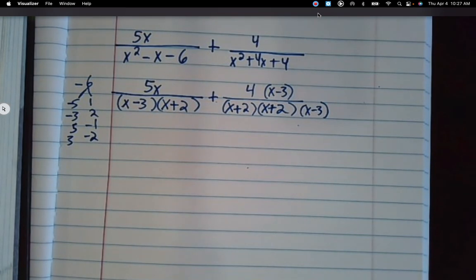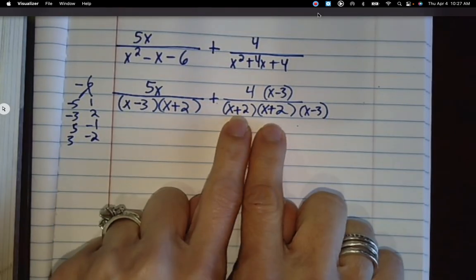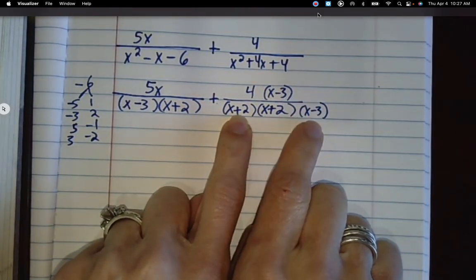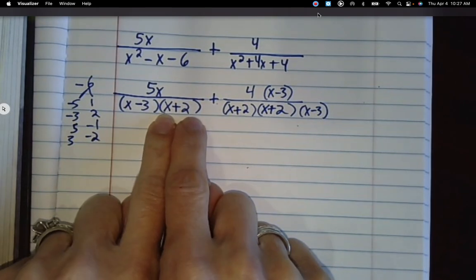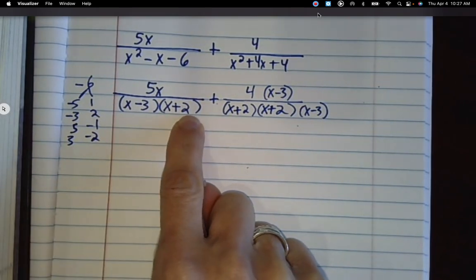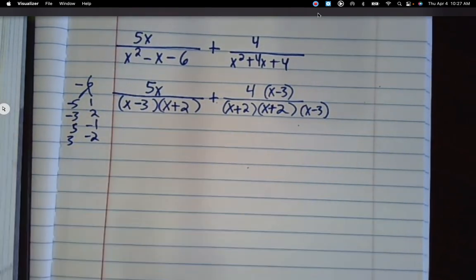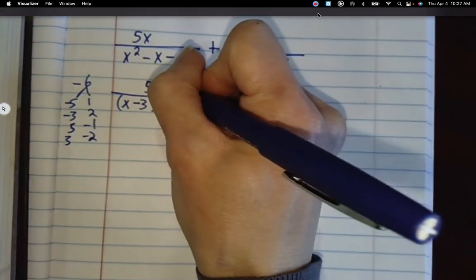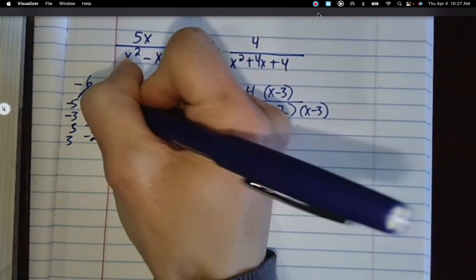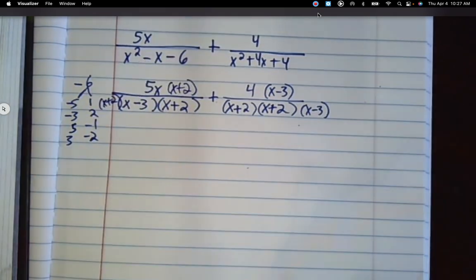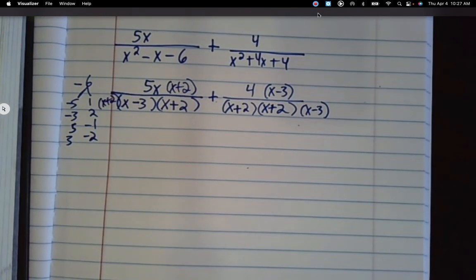Now let's go to the left side. It's missing something. What is it missing? X plus 2. An x plus 2, right? They have to completely match before I can add them together. So this one has x plus 2, x plus 2, x minus 3. This one has x plus 2, needs an x plus 2, and then it would have an x minus 3. So I'm going to put the x plus 2 up here and down here. Now, do they match? They do.